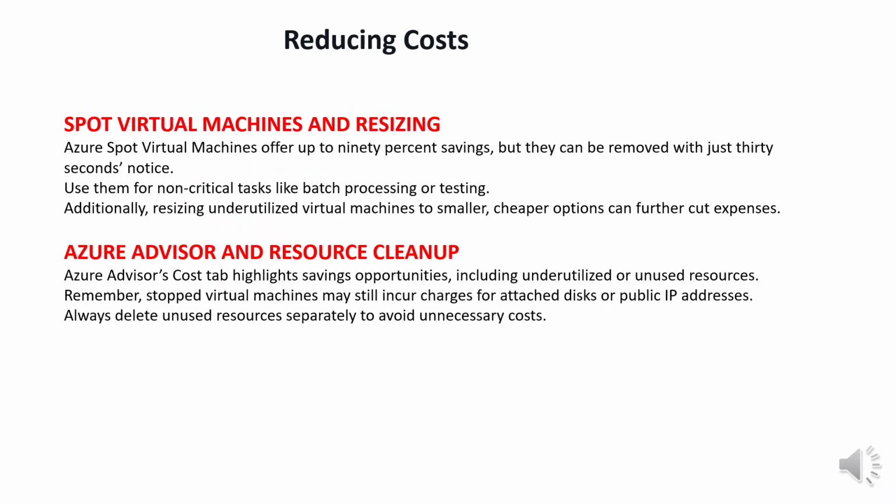Spot virtual machines and resizing. Spot VMs offer up to 90% savings, but they can be removed with just 30 seconds notice. Use them for non-critical tasks like batch processing or testing. Additionally, resizing underutilized virtual machines to smaller, cheaper options can further cut expenses. Azure Advisor's Cost tab highlights savings opportunities, including underutilized or unused resources. Remember, stopped virtual machines may still incur charges for attached disks or public IP addresses. Always delete unused resources separately to avoid unnecessary costs.